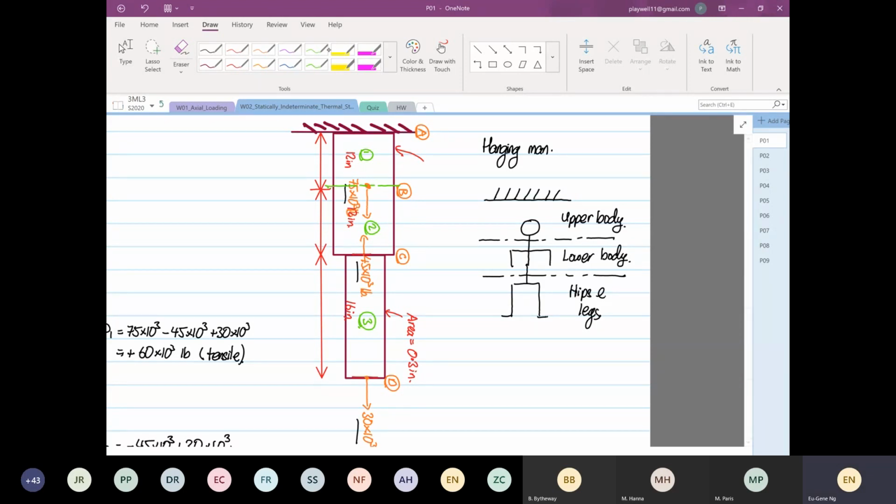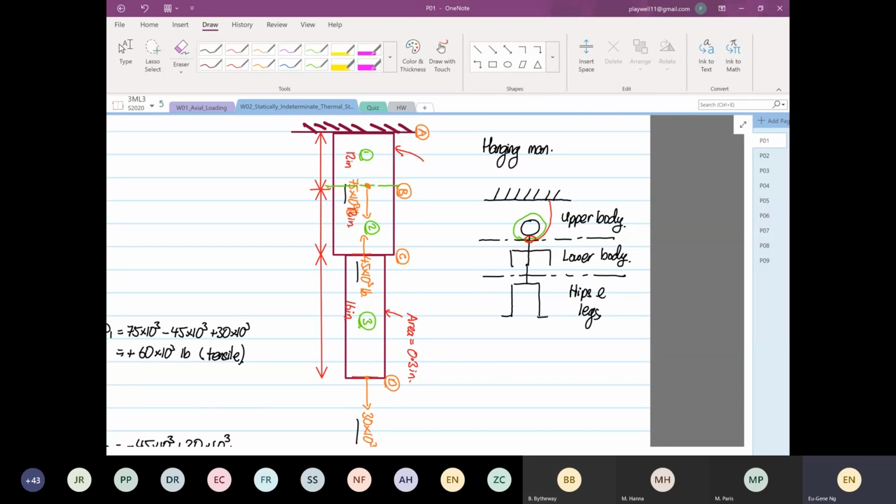So if we were to focus on our upper body now, what can they feel when they're going to be hanged? So if you were to hang the person's neck, what can the upper body feel? Anyone? What weight can the upper body feel? Tension. Yeah. It can feel the lower body and the hips and legs. Hips and legs, right?